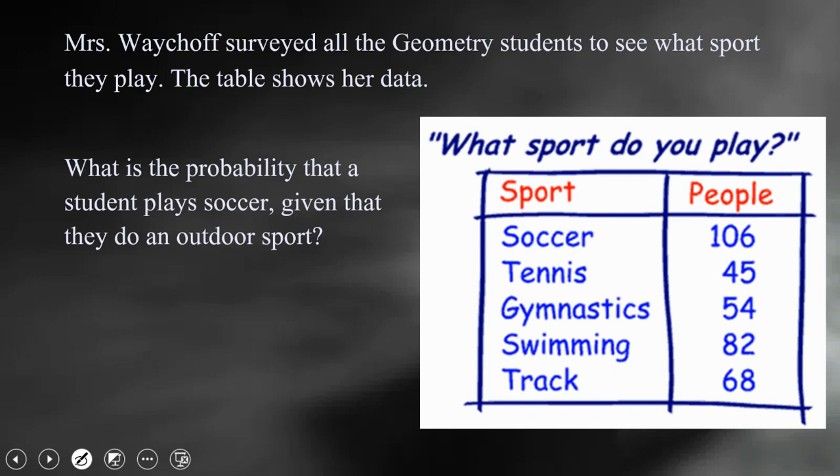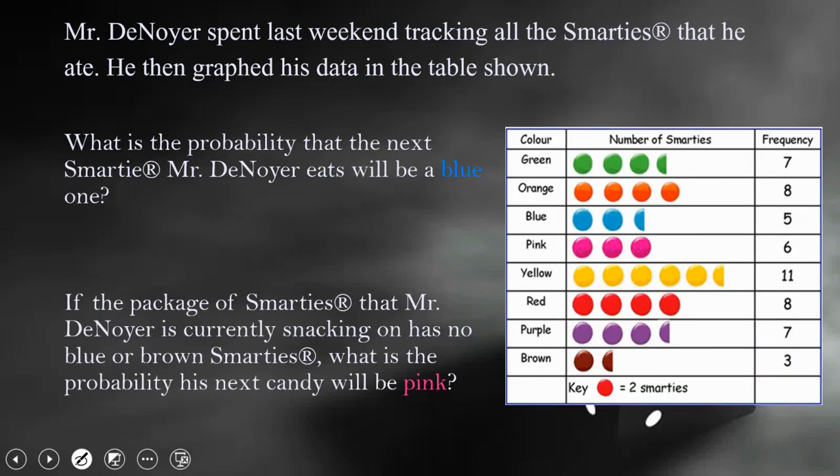So now we're only looking at the outdoor sports, so we can take off the gymnastics and the swimming, which is not an outdoor sport. Now I'm just going by what we would consider, here at our school, an outdoor sport. And so now we're talking soccer is 106, but that's going to be out of 106 plus 45 plus 68. So the sample space changes a little bit because we took out the indoor sports players, okay?